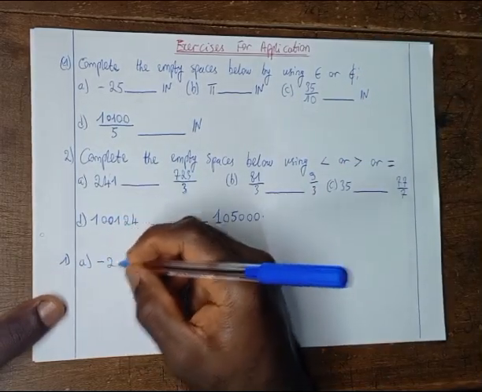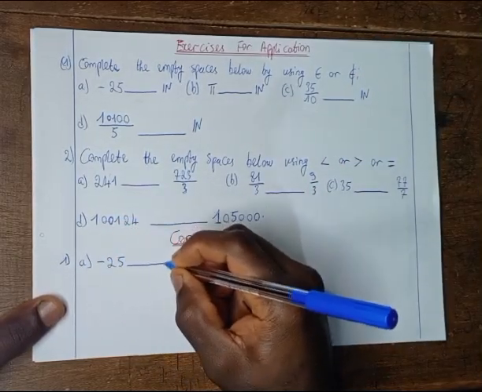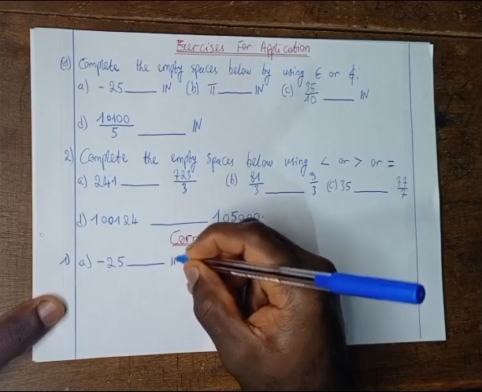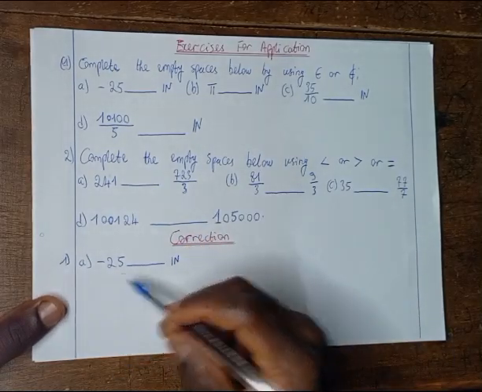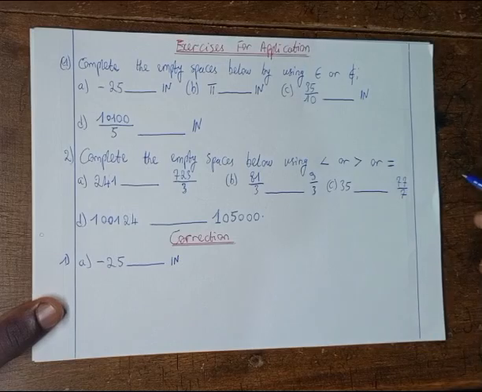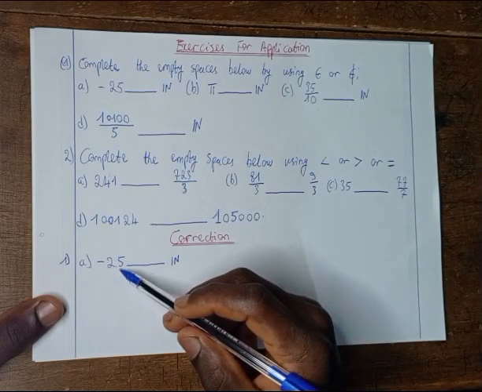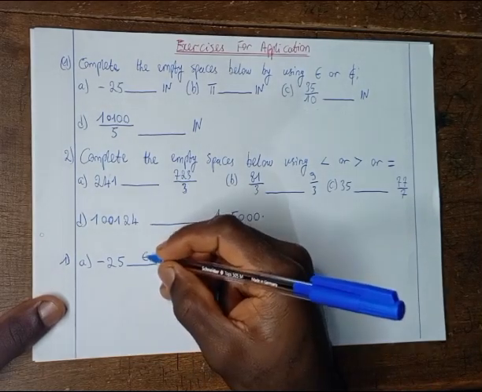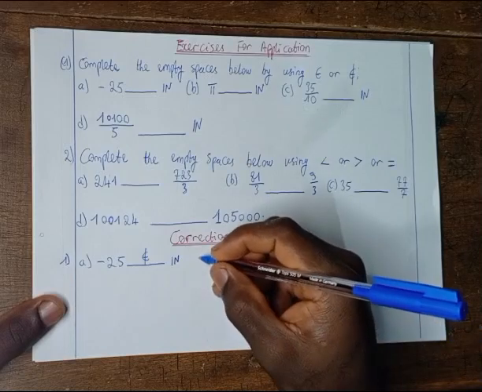Here we have negative 25. We have the empty space instead of natural numbers. We know the set of natural numbers is the set of positive whole numbers including 0. Negative 25 is not a positive whole number, so it does not belong to the set of natural numbers.